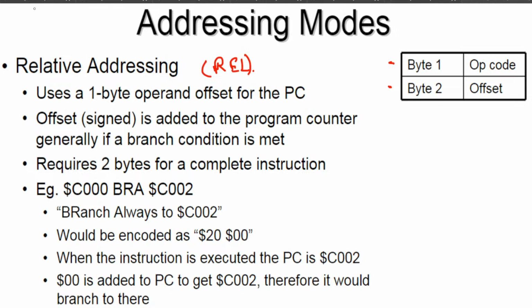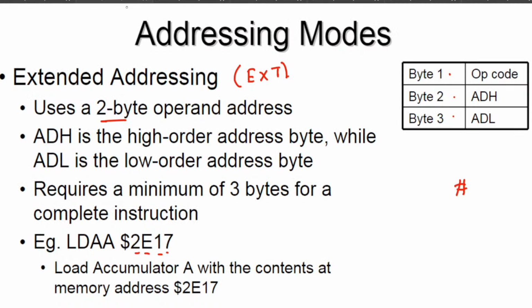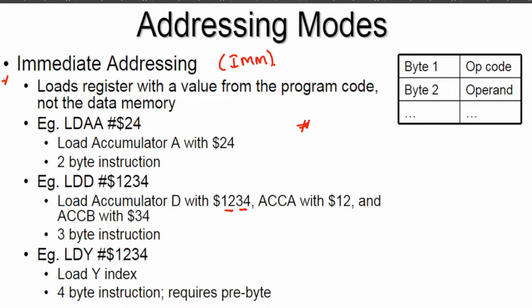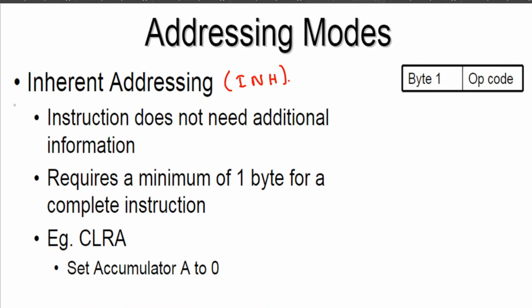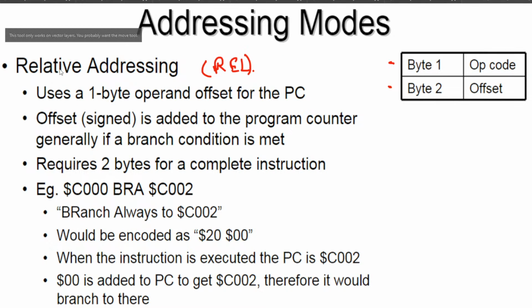Okay, and that's basically it. So the answer for this question, what are the 6 different address modes 68HC11 supports, is this. Extended addressing, that's 1, and then direct addressing, that's 2, and then immediate addressing 3, and then inherent addressing, that's 4, and then indexed addressing, that's 5, and then relative addressing, that is 6. Those are the 6. Okay, and that's it for this video.